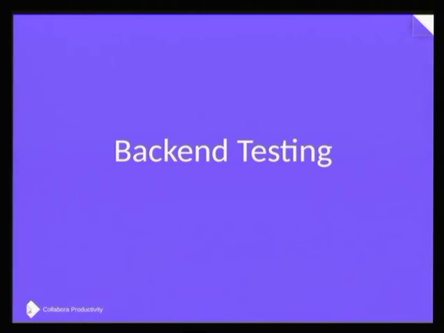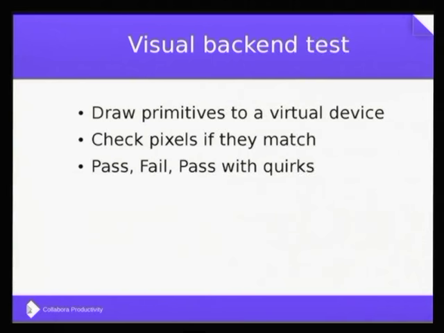I also wanted to mention a little bit about backend testing. I created this program for visual backend testing, which I used to see that OpenGL still draws correctly, and this can be used for a lot of things, not just OpenGL, for example, to test other backends. What the test does is draw primitives to the virtual device and check for pixel matching, but this cannot be done very exactly. So we have three possible states: either the test passes or fails.